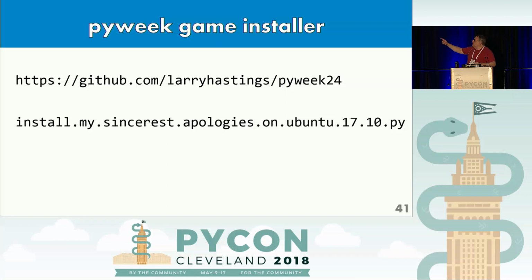So if you go to GitHub, go to Larry Hastings, PyWeek 24, you just download this one script, install My Sincerest Apologies on Ubuntu 17.10. You run that, it's going to install all these weird dependencies and things, and you're ready to play the game. It's worked every time I've tried it.